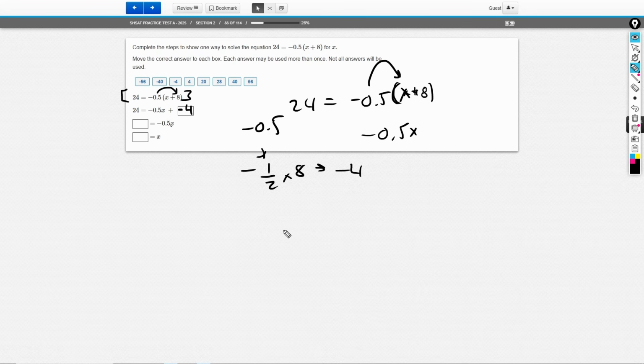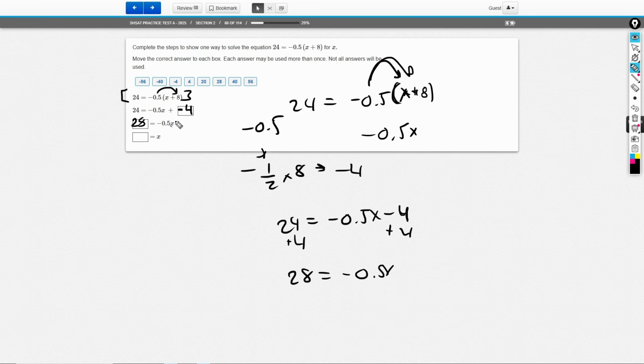Now, they have 24 is equal to negative 0.5x minus 4. They did exactly what I would do. I would distribute this to break it out of the parentheses. Now, all of a sudden, they got rid of this negative 4. How'd they do it? Well, no magic. They just combined like terms. So they added 4 on both sides. And now I have 28 is equal to negative 0.5x. So 28 goes in this box because they just added 4 on both sides.